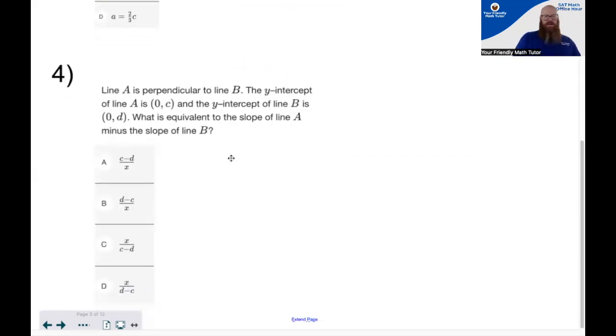And our last challenge problem, what we have is line A is perpendicular to line B. The y-intercept of line A is c, and the y-intercept of line B is d. What is the equivalent of the slope of line A minus the slope of line B? All right, so what I'll do here first is write the equation for line A: y equals mx plus c. They told me that c was the y-intercept.